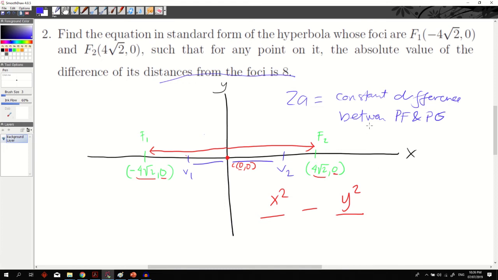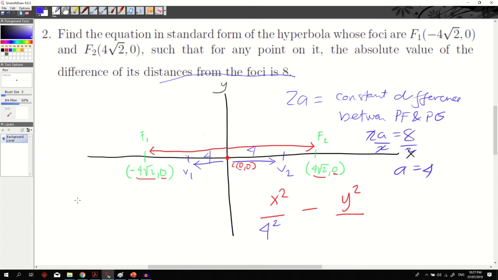So we have here that the difference of the distances from the foci is 8. So 2a should be equal to 8, which we divide both sides by 2. So a is equal to 4. So this should be 4 there and 4 there. So we have 4 to this side and 4 to that side, then x squared should be the major, so this should be 4 squared. Okay, now we just need the b. So how to get the b?